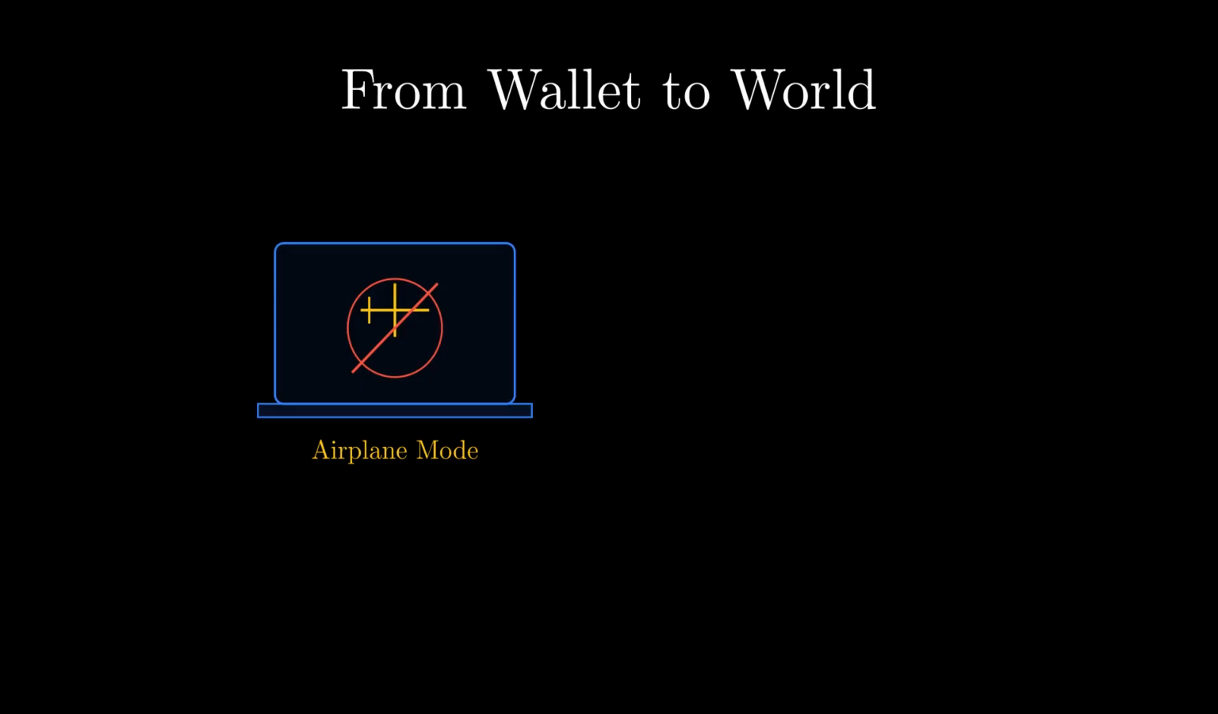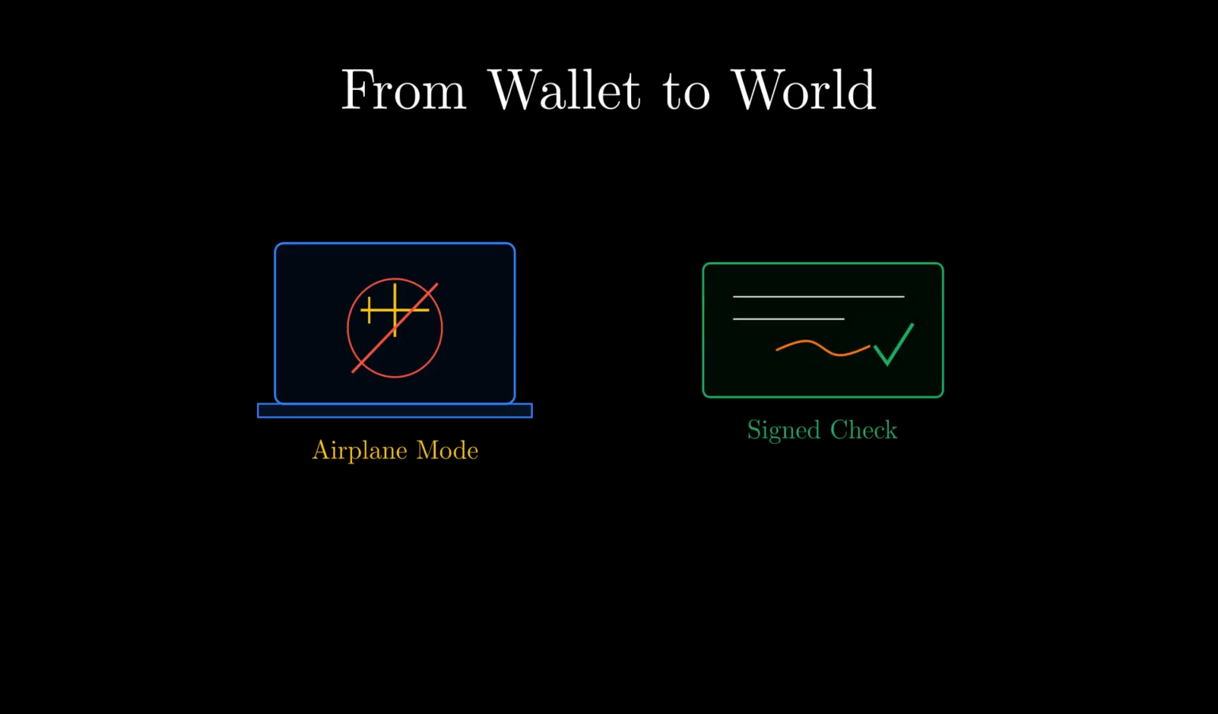You can build a perfectly valid Bitcoin transaction with no internet connection. In airplane mode, in a bunker, on a laptop that hasn't been online in days. The transaction doesn't care. It's like writing a check at your kitchen table. The check is valid the moment you sign it. Mailing it to the bank is a separate step.